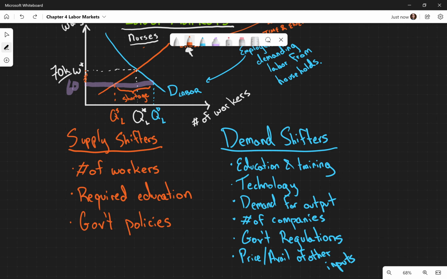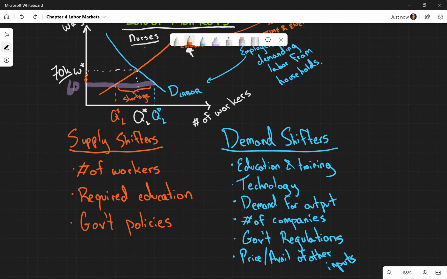Mostly, though, when we talk about labor markets and things like that, we're going to be talking about demand shifts. I would say probably 7 out of 10 of the problems or examples you're going to see have to do with demand shifts. One of the big ones is our demand for output.